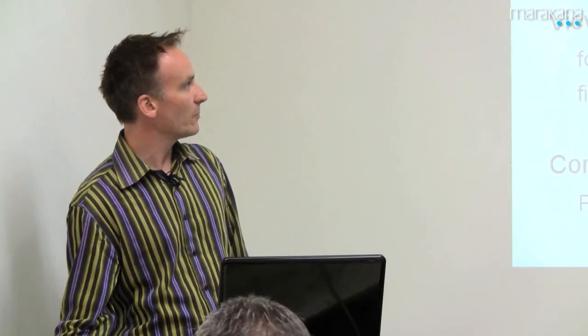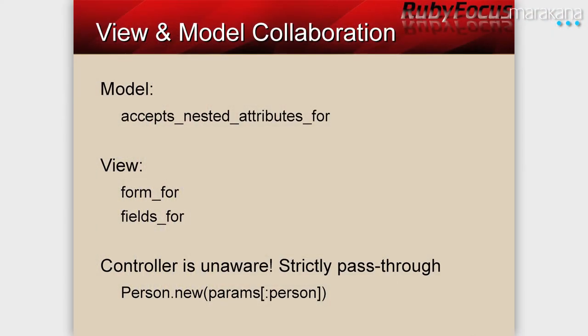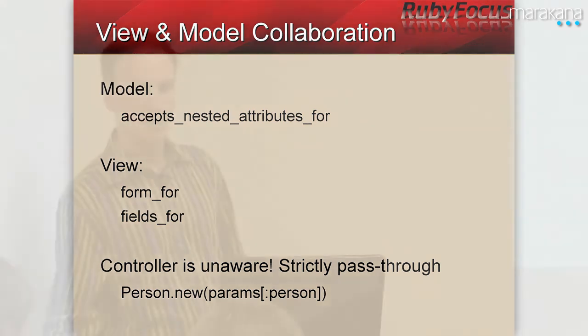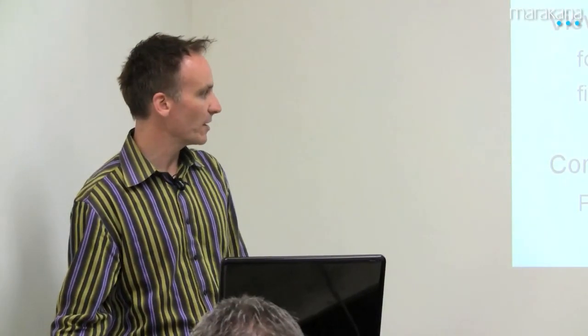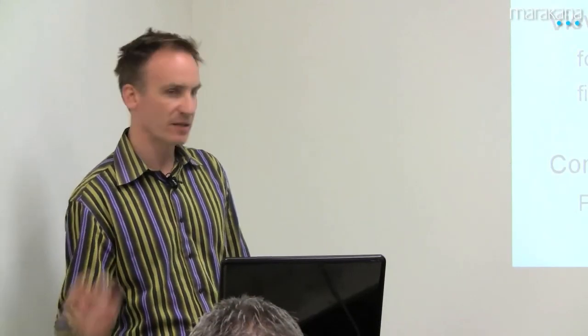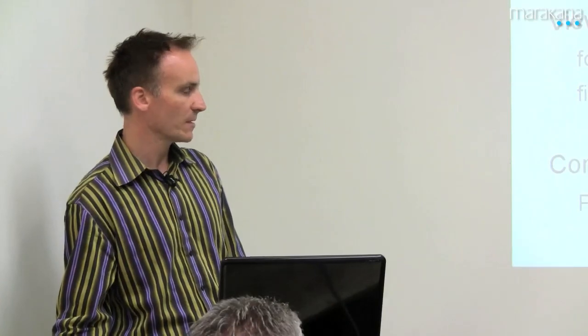So there is a model piece that's called accepts_nested_attributes_for. Who has used this? 3 people, 4 people. Okay, cool. There's a view directive called form_for, we saw that already, and its friend, field_for. And the controller is totally unaware of this. The controller is a single line assignment. It is the same as here, Person.new(params[:person]). The controller has no clue how many models are involved, and it should not need to.